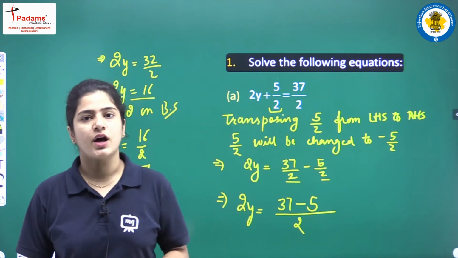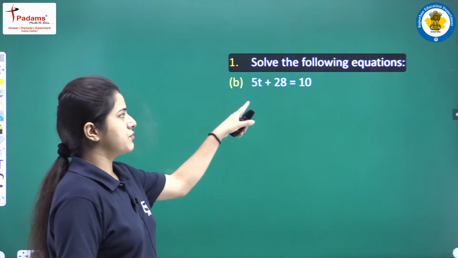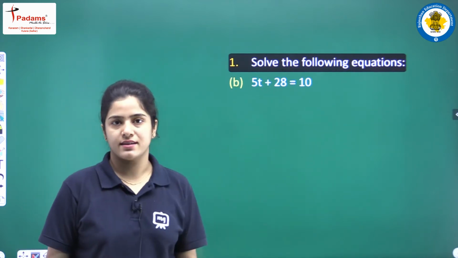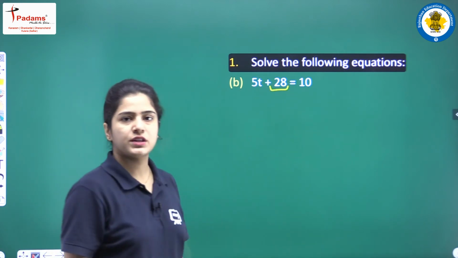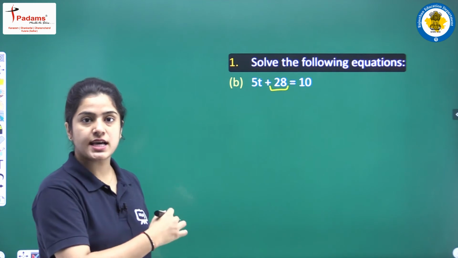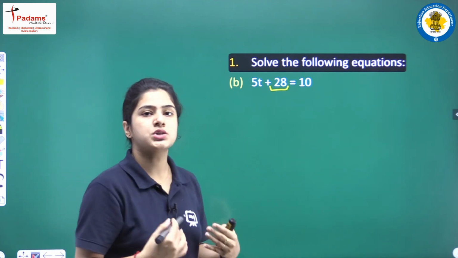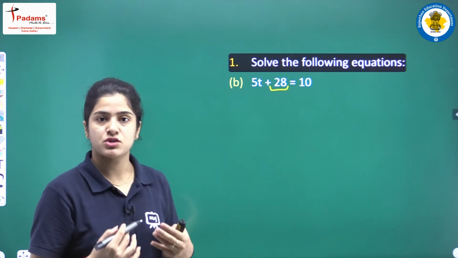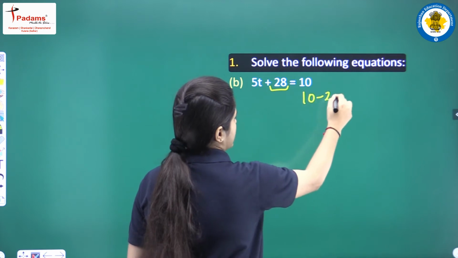Okay students, now we'll be looking at another question, that is question number 2. 5t plus 28 is equals to 10. Clearly students, this 28 is in addition with the variable on the left hand side. So if you have to transpose this 28 to the right hand side, what will you do? You will subtract it. Okay students, this plus 28 will become minus 28.